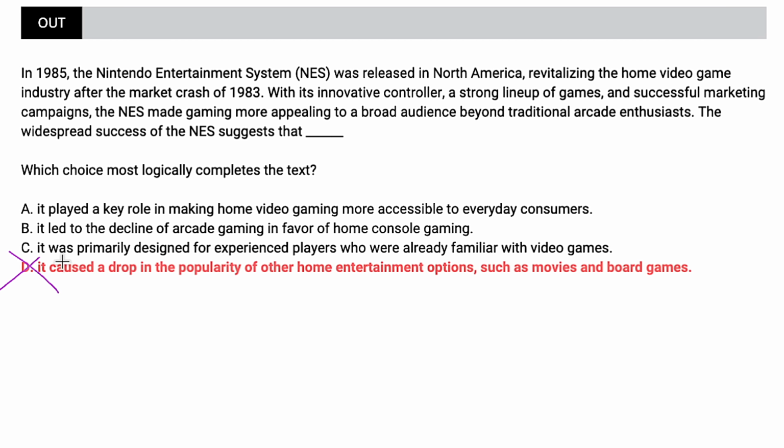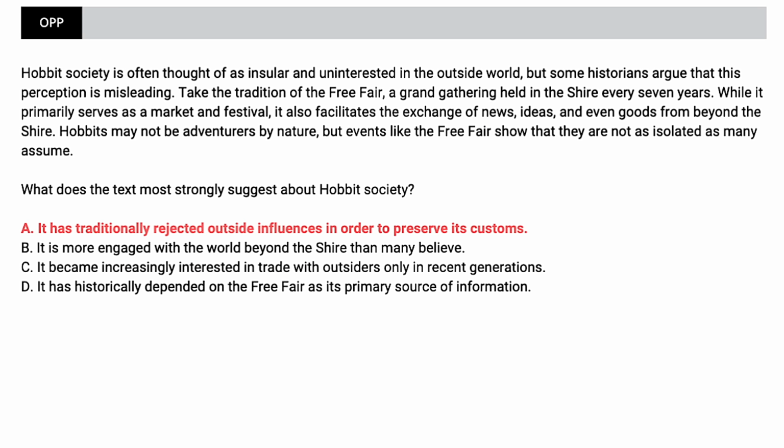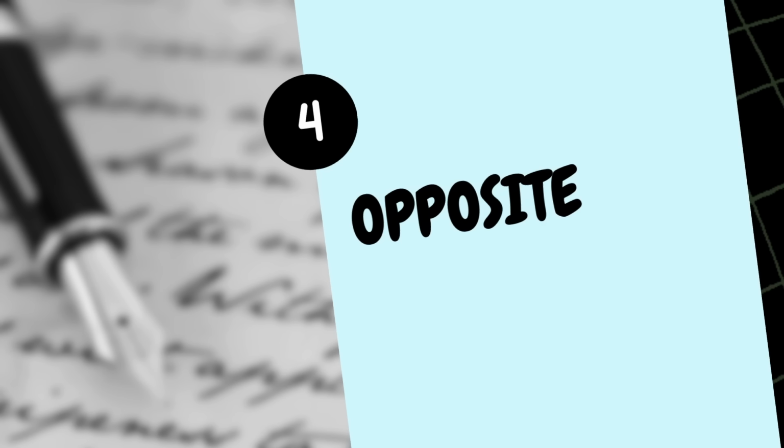Instead, the answer for this one is going to be choice A, because indeed, we know that it is making gaming more appealing to a broad audience beyond traditional arcade enthusiasts, which is exactly what choice A is saying. Our fourth distractor type is going to be the opposite of the correct answer.